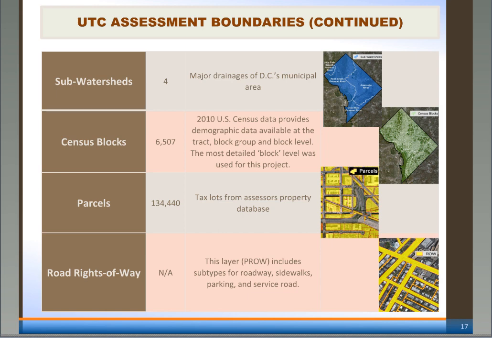We have watersheds, the census blocks that I mentioned. So in DC there were 6,500 census blocks. For each one of those we have the same assessment metrics. For parcels, almost 135,000 parcels. Every single one has the same information, but at that scale. So at that individual property level, what's our canopy, what's our planting space? And then lastly, our right-of-way. And I'll show you a few examples of some ways we get very specific and detailed with existing and possible canopy cover within the public rights-of-way.